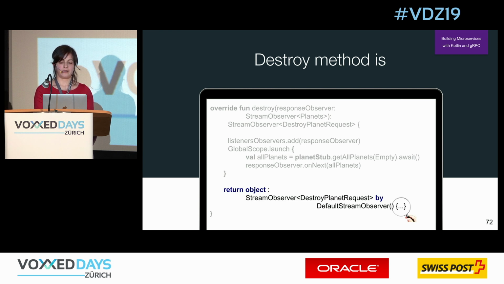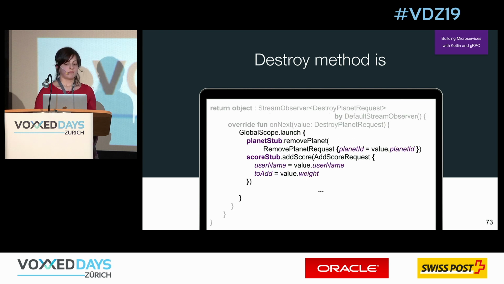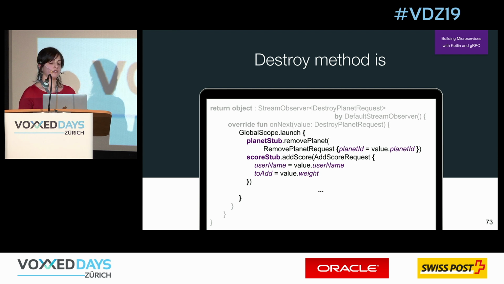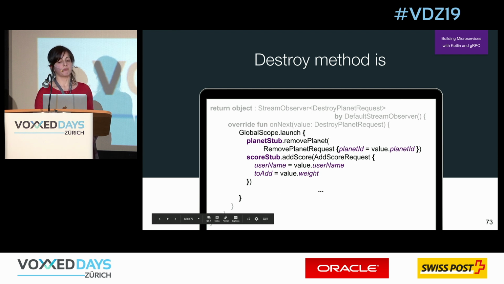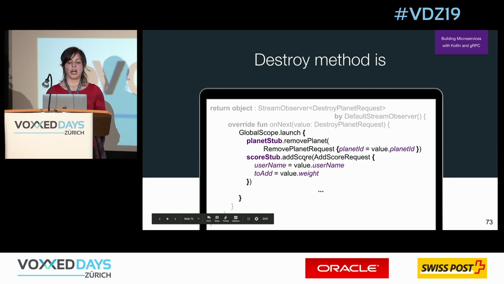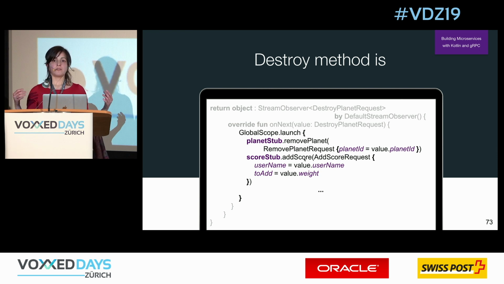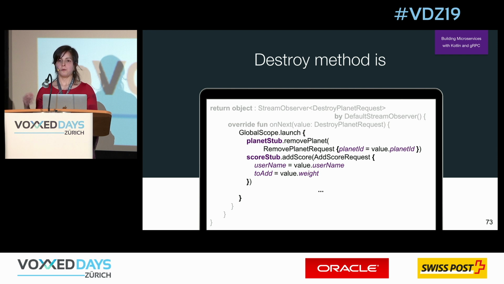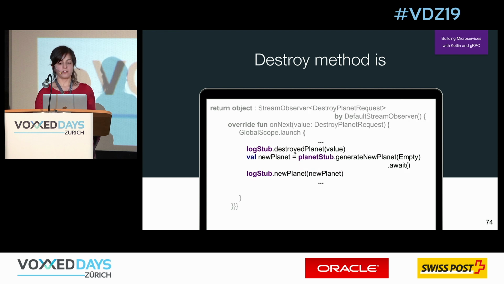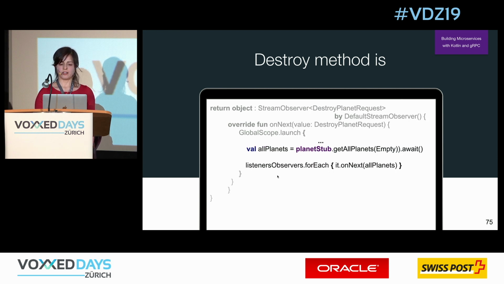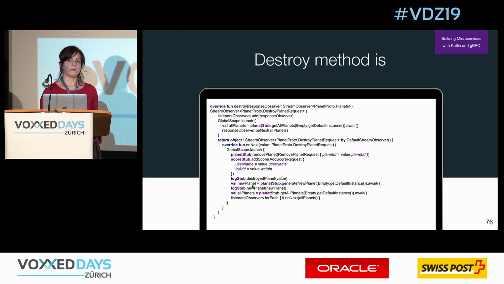And look at what we have here. On this slide, we also have the same code: removing the planet, adding score, logging everything. But what changed? Actually, we are not passing callbacks. We are writing straightforward code. You see that we remove the planet, we add score, we destroy the planet, we generate a new planet, and we log about it and notify all our users about it. So now we don't see this callback hell. But again, do you like this code?